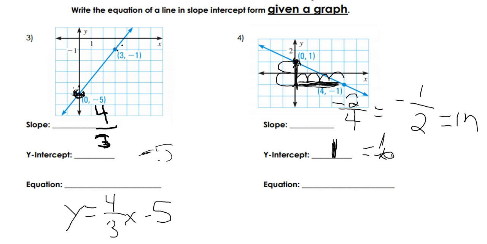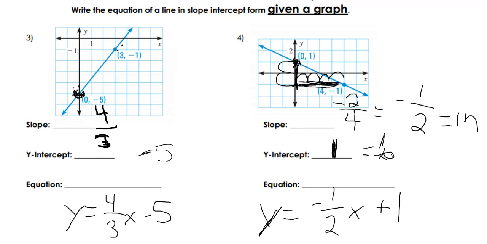The only thing I have left to do now is write my equation. If I write my equation, it'll be y equals mx plus b. So m, we said, was negative 1/2, times x, and b is a positive 1. So that's how I write my equations. Given a graph, I can find the slope, and then I can find the y-intercept.